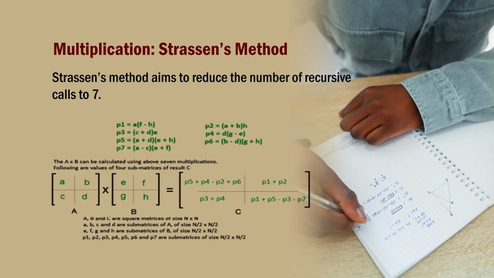This is the method given by Strassen to calculate the P1 to P7 values. We have to remember that approach of calculating P1 to P7. P1 equals A into F minus H, P2 equals A plus B into H, P3 equals C plus D into E, P4 equals D into G minus E, P5 equals A plus D into E plus H. You all have to remember how to calculate P1 to P7. But the main point is that one multiplication is done in P1, one multiplication operation in P2, and similarly in P1 to P7 there are a total of 7 multiplication operations. And how many addition operations?